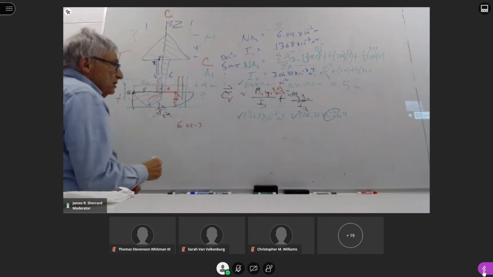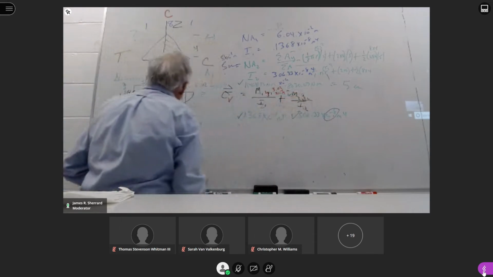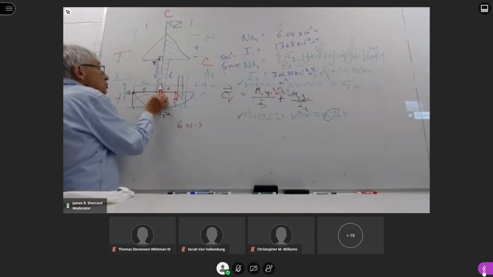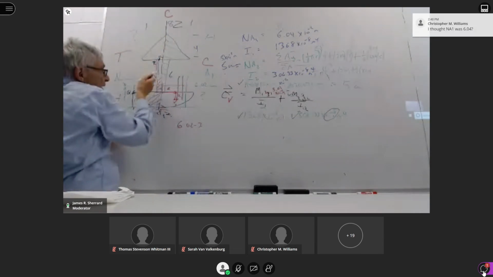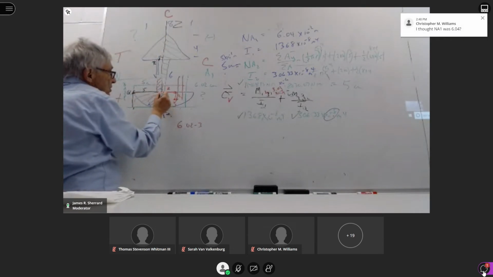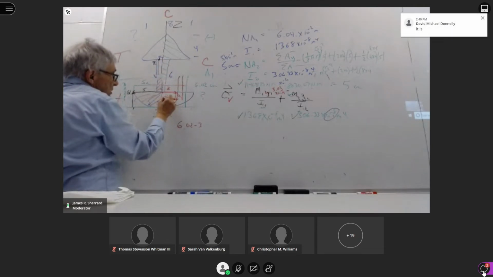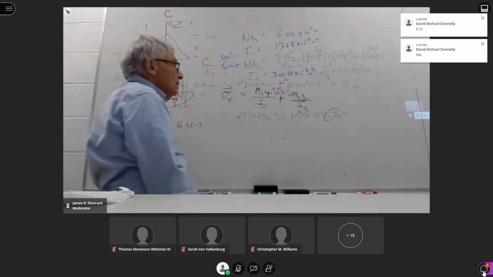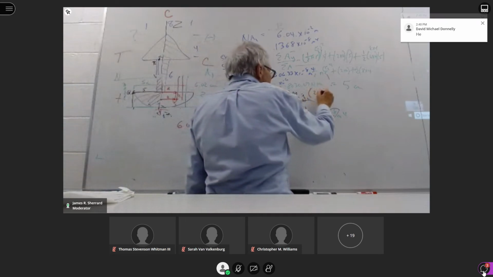Now let's look at the other orientation. What is Y2? Y2 is a distance from the neutral axis to the point of interest. So in this case, it's here, but we're going out from this neutral axis, exactly 2. So this value is 2.